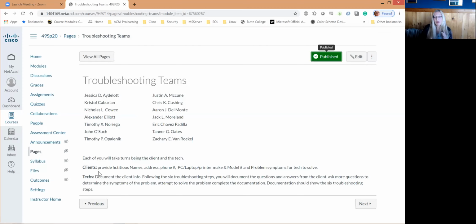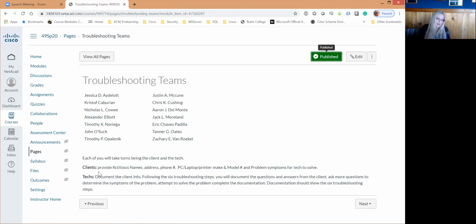The clients will provide a fictitious name, address, phone number, and a make and model number of whatever component is supposed to be broken. I will also provide you with different troubleshooting scenarios. For the techs, I want you guys to document the client information and follow the 6 troubleshooting steps. And then you're going to document the questions and answers from the clients, and try and solve the problem.